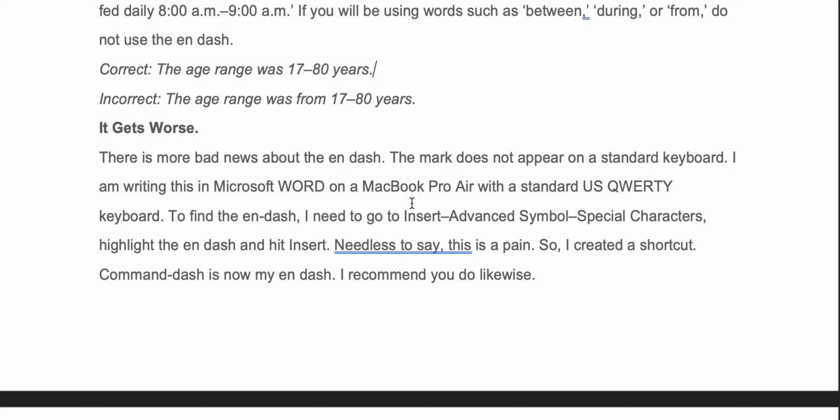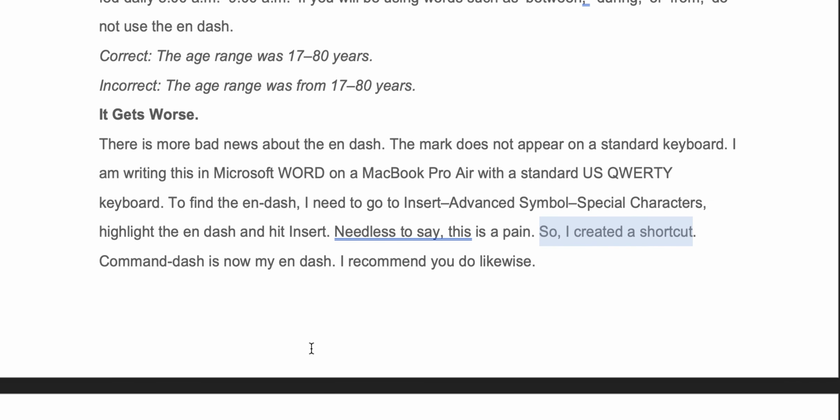But it gets worse. There's more bad news about the en dash. The mark does not appear on a standard keyboard. I wrote this in Microsoft Word on a MacBook Pro Air with a standard QWERTY keyboard. To find the en dash, you need to go to Insert, Advanced Symbol, Special Characters, highlight the en dash, and hit Insert. Needless to say, this is a pain. So I created a shortcut. It's now Command-Dash, and that's my en dash. And I recommend that you do likewise.